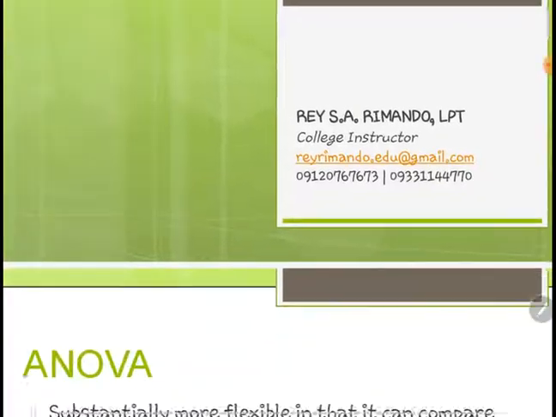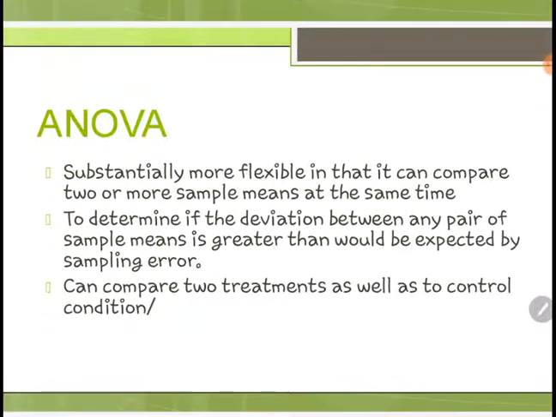Analysis of variance, or yung tinatawag natin na ANOVA. By definition, ANOVA is substantially more flexible in that it can compare two or more sample means at the same time. It also determines if the deviation between any pair of sample means is greater than what we expected due to the sampling error, and it can compare two treatments as well as two control conditions.